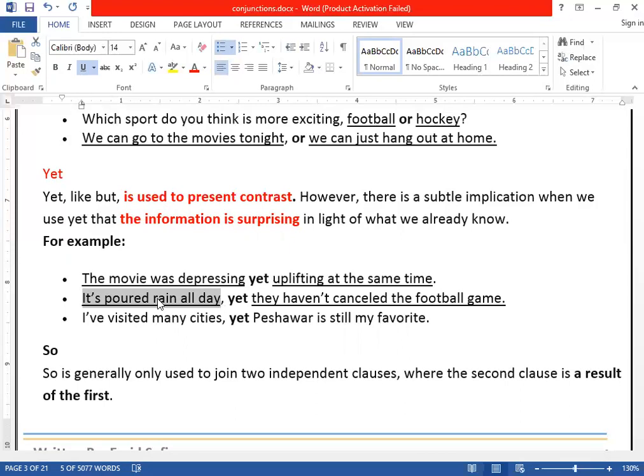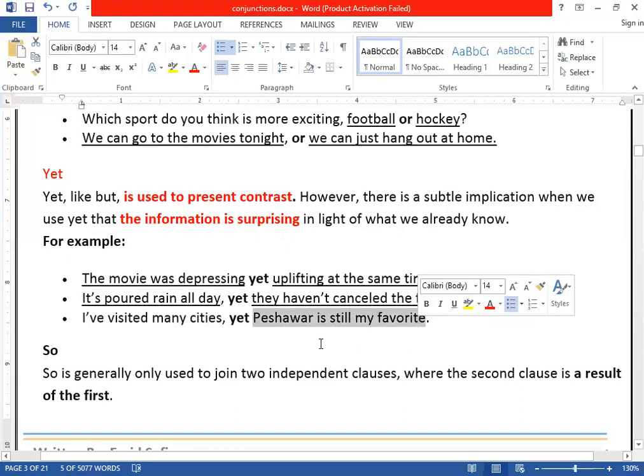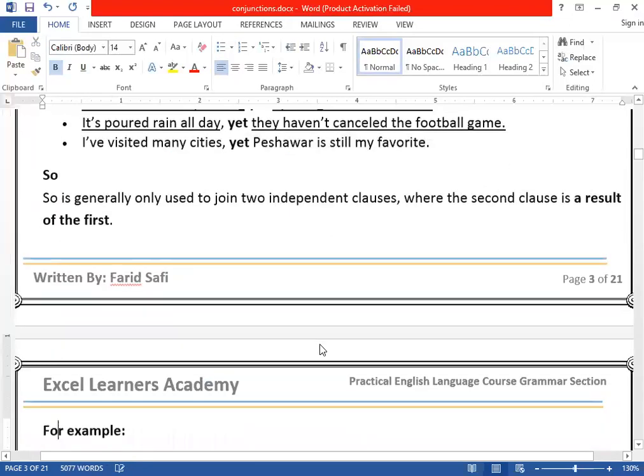For example, I have visited many cities, yet Peshawar is still my favorite. Can you see? So yet is used as a coordinating conjunction.